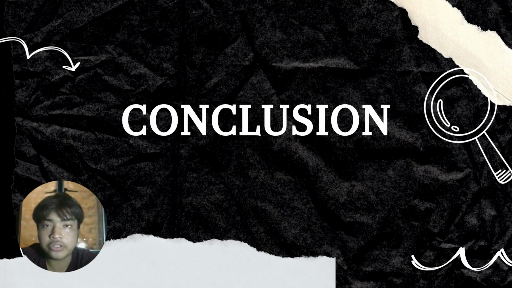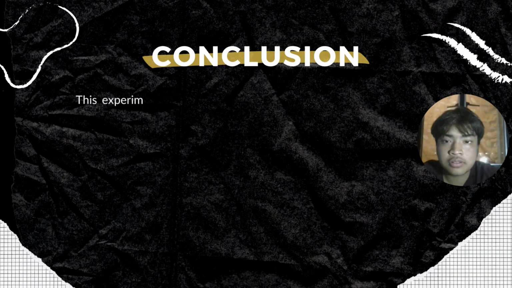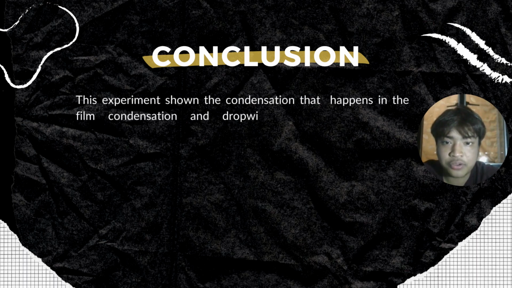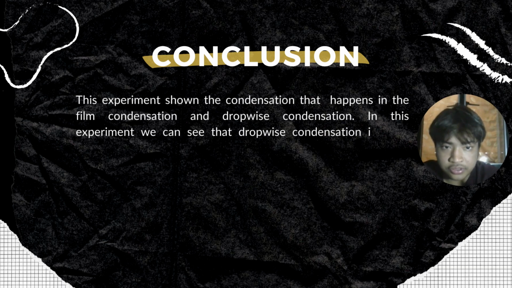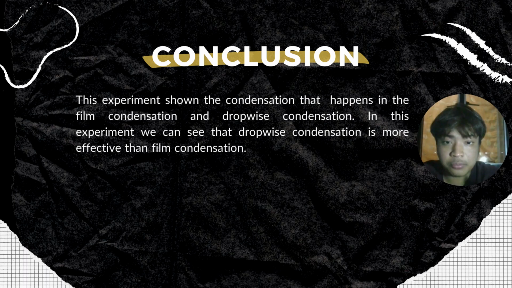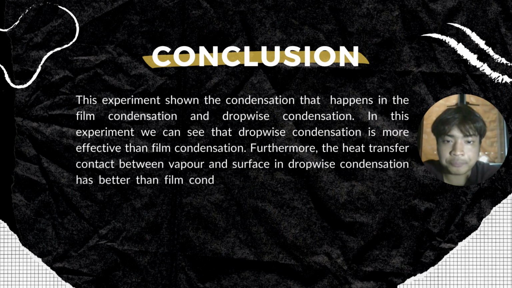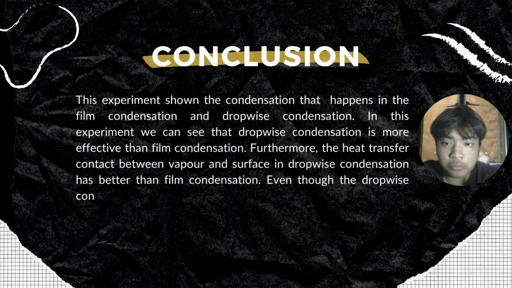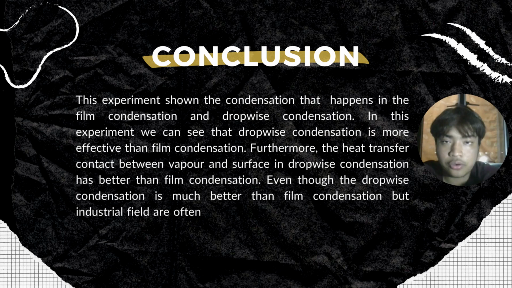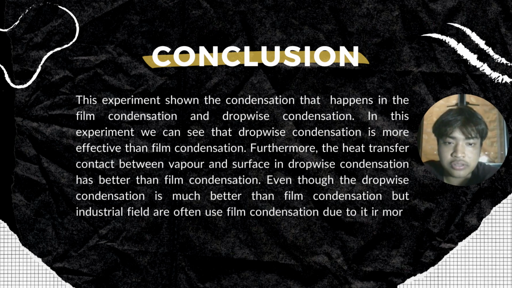So I will present the conclusion for the experiment. This experiment showed the condensation that happens in film condensation and dropwise condensation. We can see that dropwise condensation is more effective than film condensation. Furthermore, the heat transfer contact between vapor and surface in dropwise condensation is better than in film condensation. Even though dropwise condensation is much better than film condensation, industrial fields often use film condensation because it is more reliable.